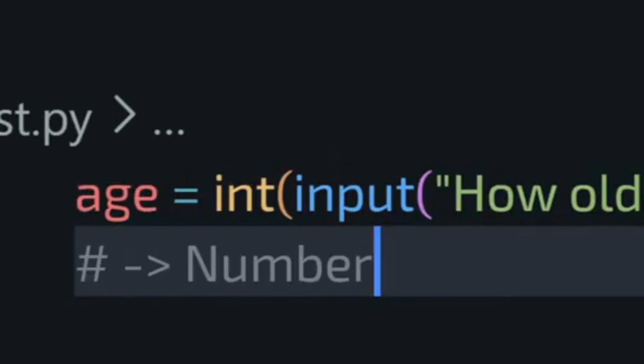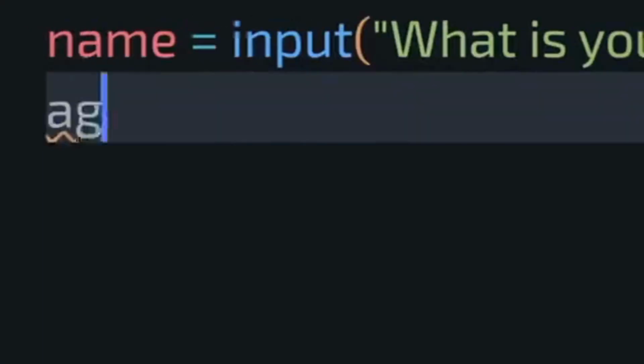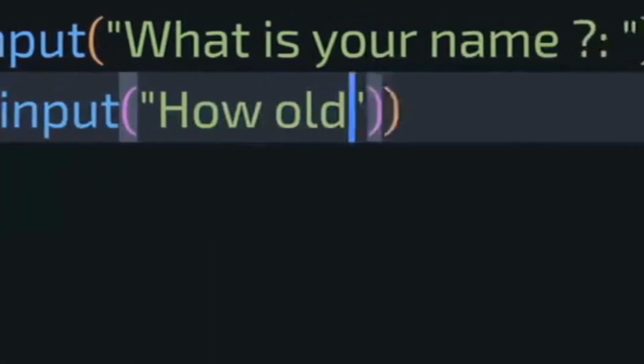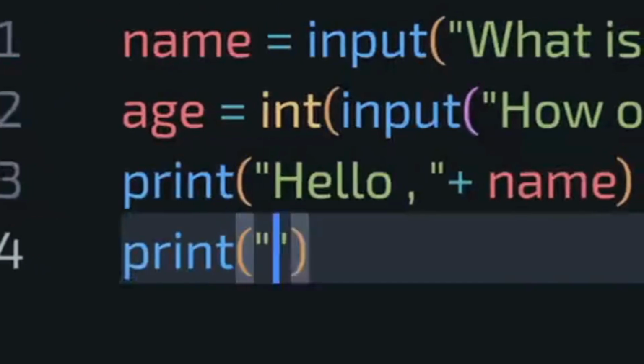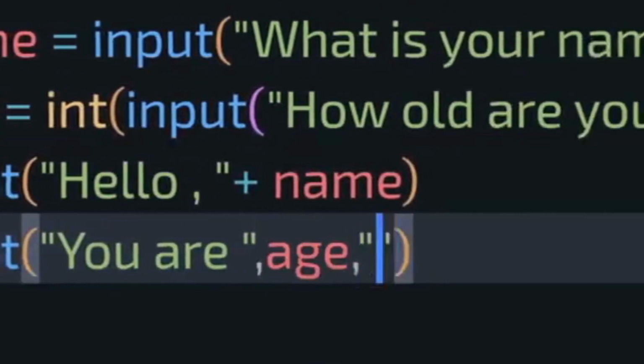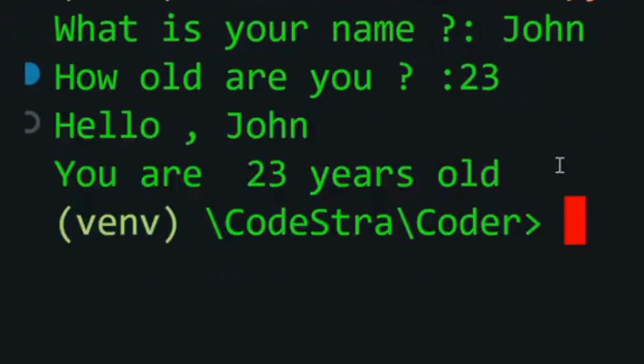Let's combine everything. name = input("What is your name?") age = int(input("How old are you?")) print("Hello " + name) print("You are", age, "years old"). And now your Python program can talk to the user like a real application.